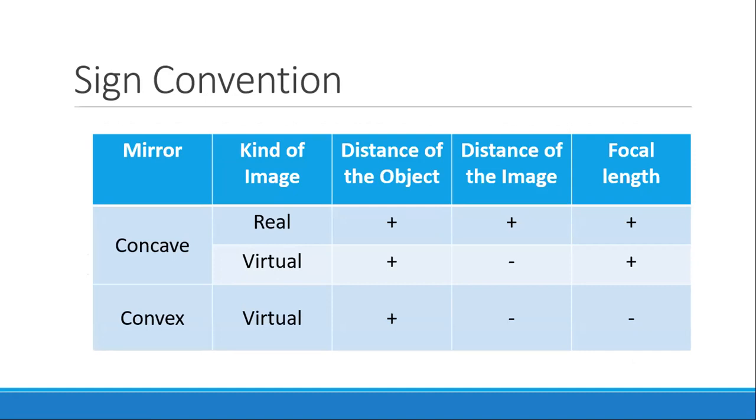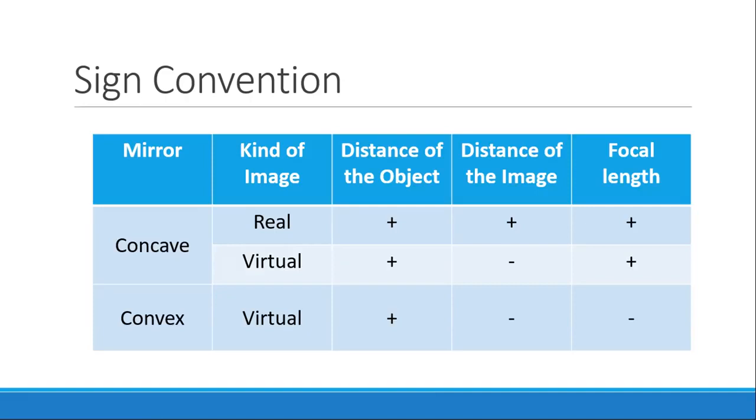And the focal length is also positive. If we use a concave mirror and we come up with a virtual image, still the distance of the object is positive. Now the distance of the image becomes negative because the image is now formed behind the mirror. Then the focal length is still positive because the focal point is before the mirror.